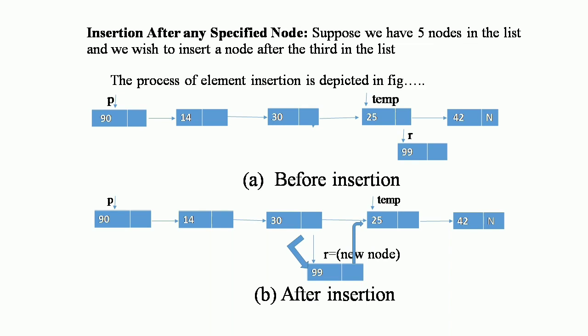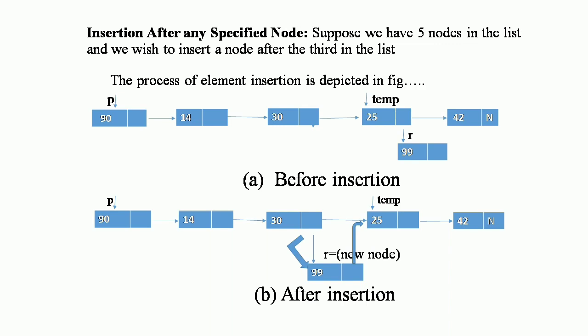Once again, the process of element insertion is depicted in a figure. P has 5 elements. The element is to be inserted after the third position. Then P is connected: 90 is connected to 14, connected to 30.